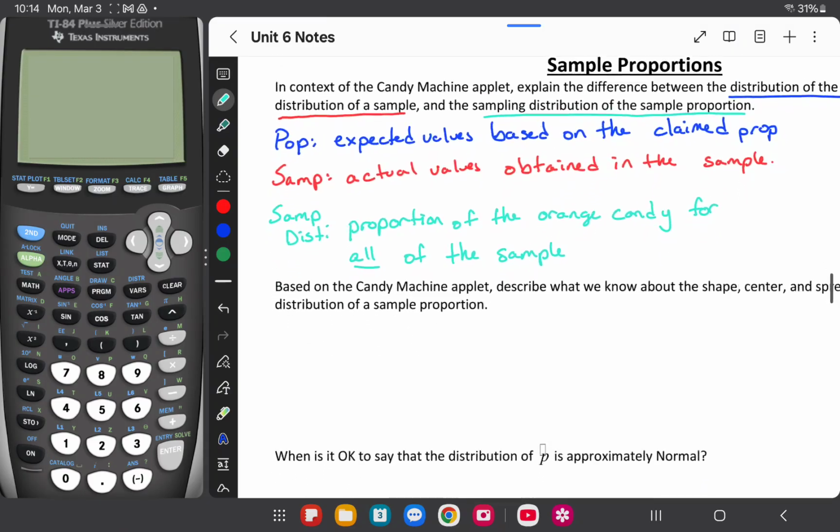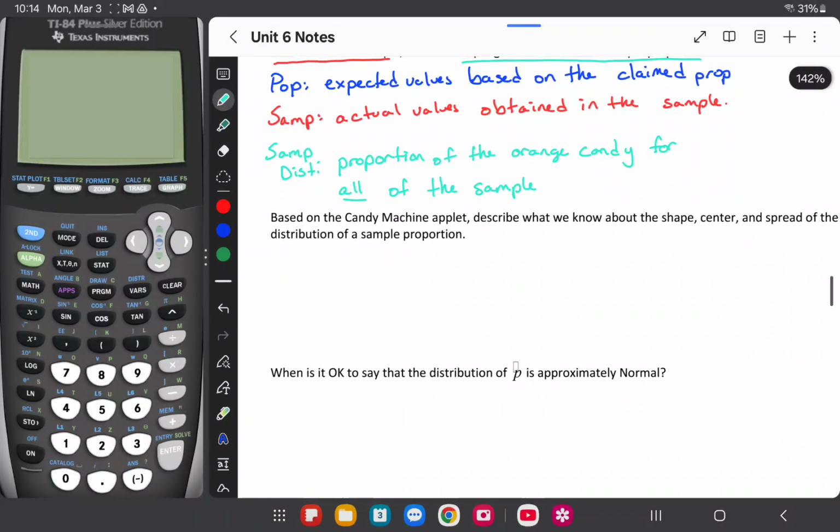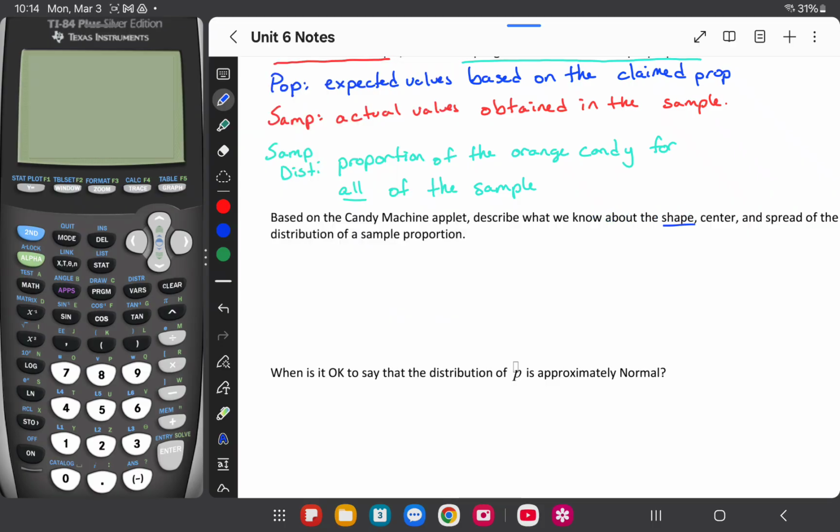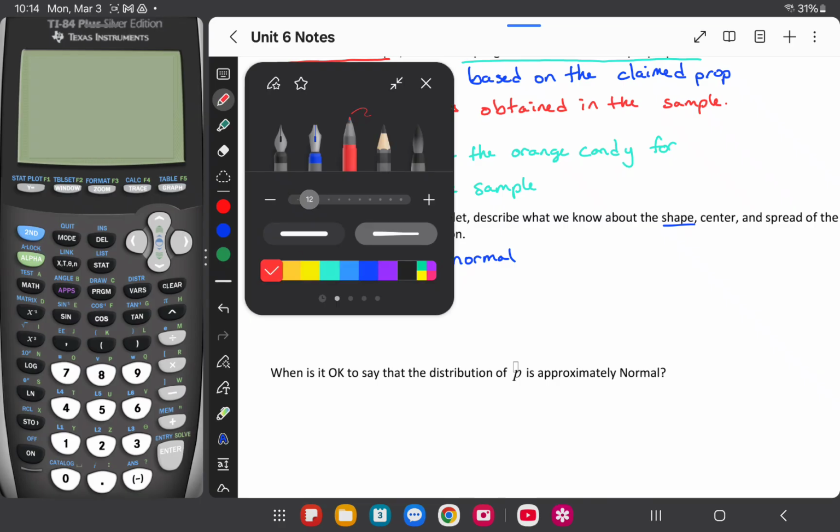So for the next question, based on that candy machine applet, describe what we know about the shape, center, and spread of the distribution of a sample proportion. Let's start with the shape. I'm hoping that what you found was eventually you got it to be approximately normal. And that's going to be the case for most sampling distributions. As long as you get to a large enough n value, you're going to have a shape which is approximately normal. Now, how big? We'll talk about that here in just a little bit.